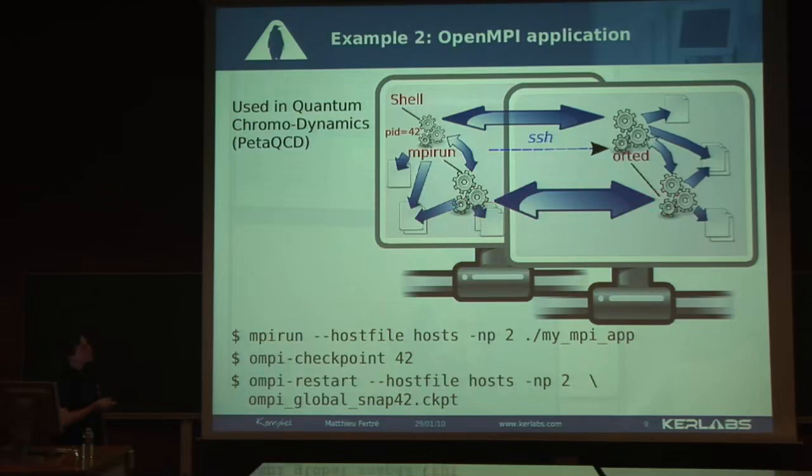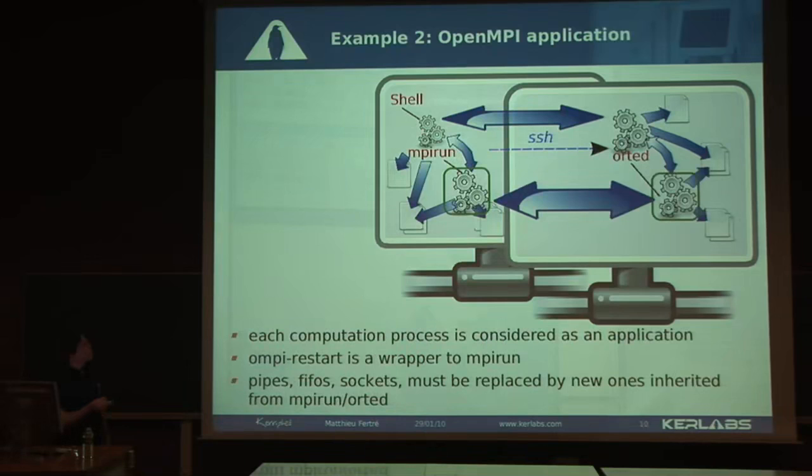So this is mostly sockets, but probably your process will write on some files. Those files may be shared with mpirun or with orted, or maybe not. And there are some pipes open between mpirun and your computation process, and similarly with orted. Okay, so you ask to checkpoint your application. I will just go further.